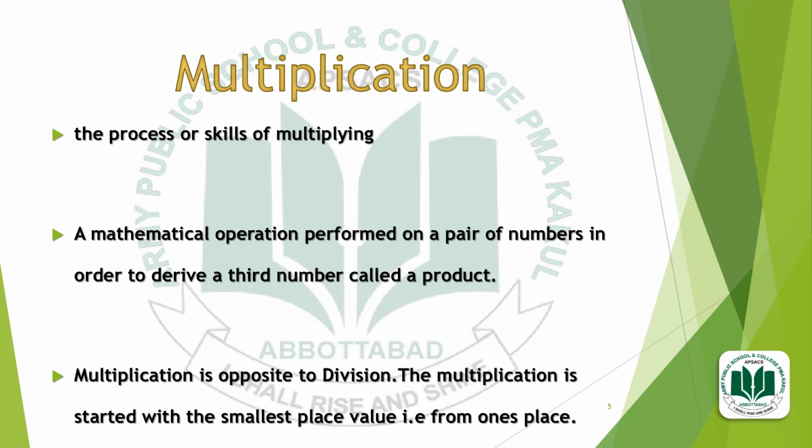Multiplication is opposite to division. Multiplication starts with the smallest place value. And all of you know that the smallest place value is always the ones place. So we always start multiplication from the ones place.